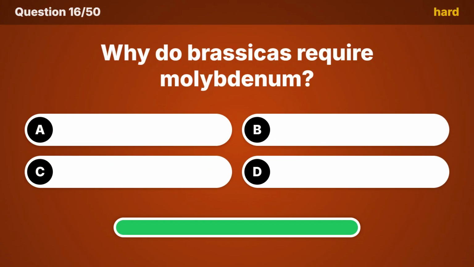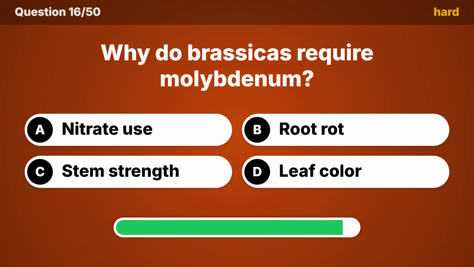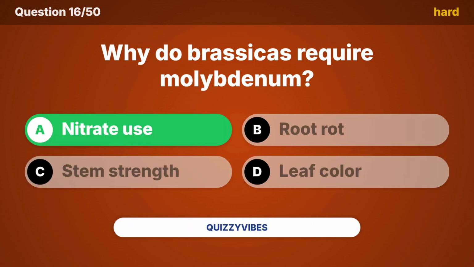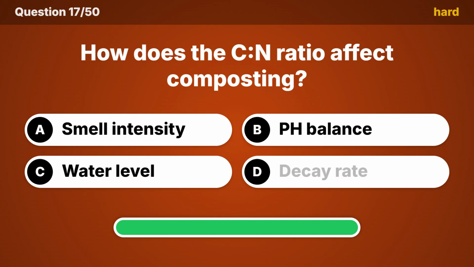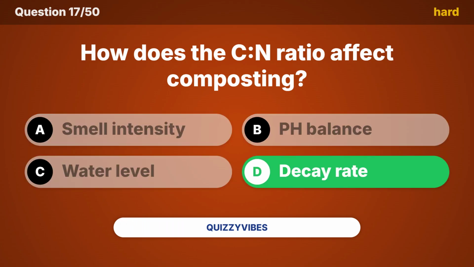Why do brassicas require molybdenum? And the answer is nitrate use. How does the C:N ratio affect composting? Time's up! It's decay rate!